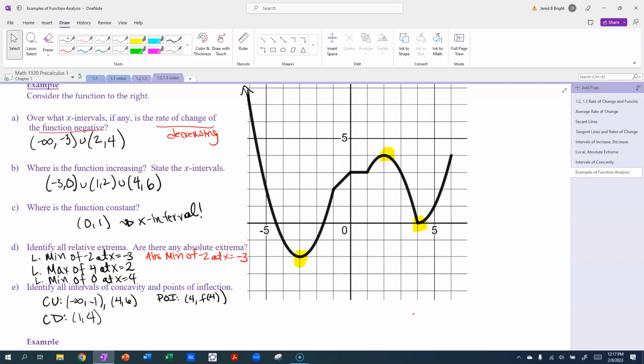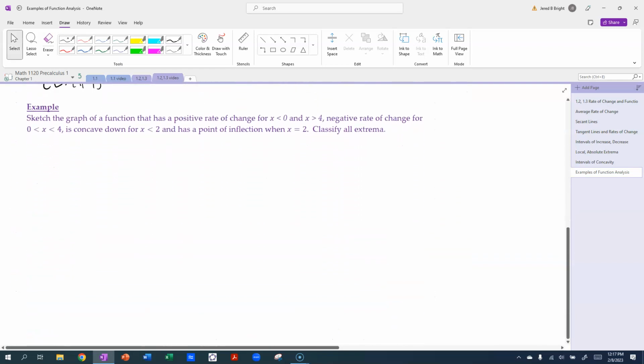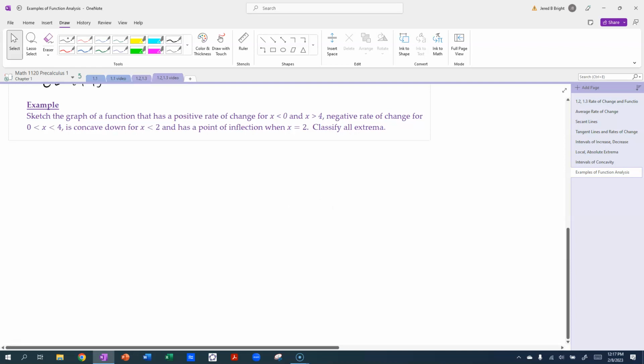Next example, and these are super fun and aggravating at the same time. We have to imagine now, we have to draw a sketch, and whether your sketch looks like my sketch doesn't matter. I'm looking for the properties. So I want to sketch the graph of a function that has a positive rate of change when x is less than 0, and when x is greater than 4, a negative rate of change. Let's pause there. Positive rate of change means that it's increasing, right? And then negative rate of change, that's decreasing.